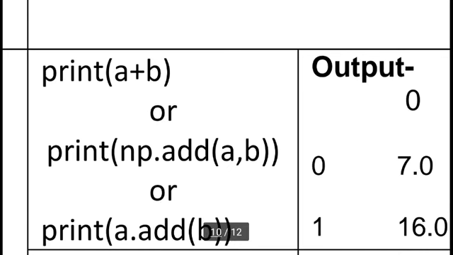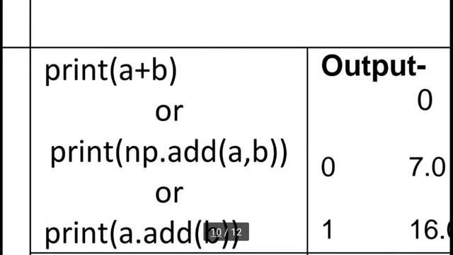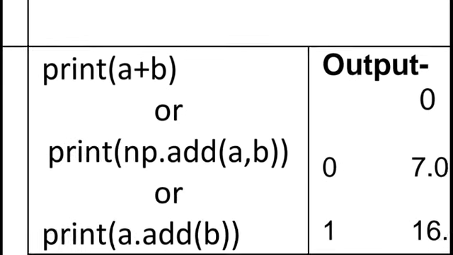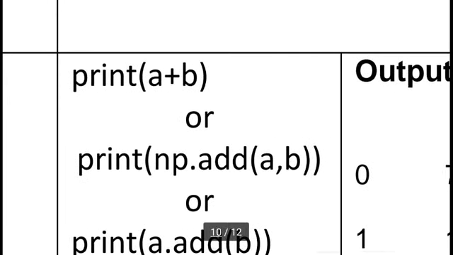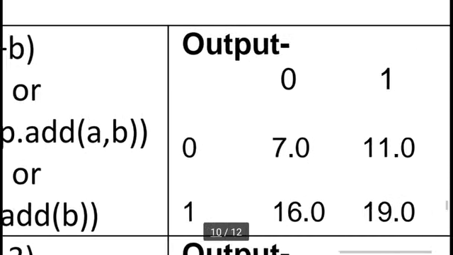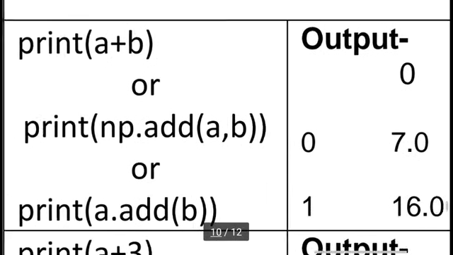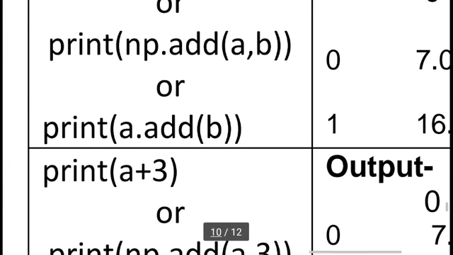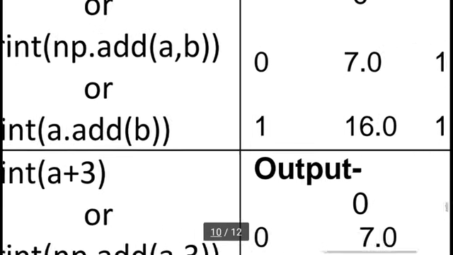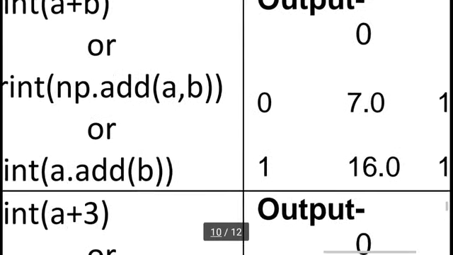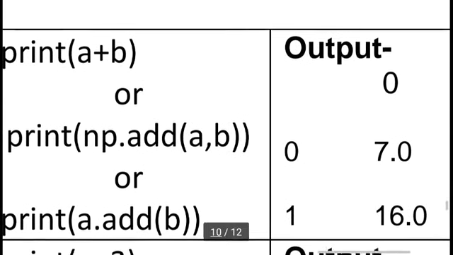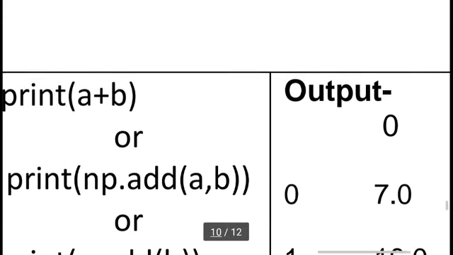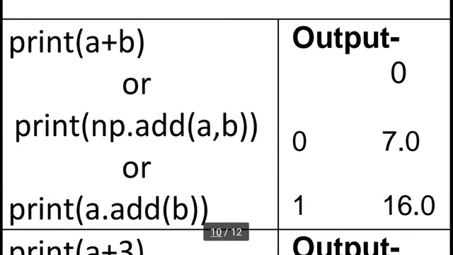The same thing we can perform using the np.add method, but here the style is changed. In np.add, in brackets we pass a, b, but the output is the same. Or we can also use the pandas method. Here I am using a.add(b). The output is the same. So we have the pandas add method, the np.add method, and the arithmetic expression. The three things give the same output.